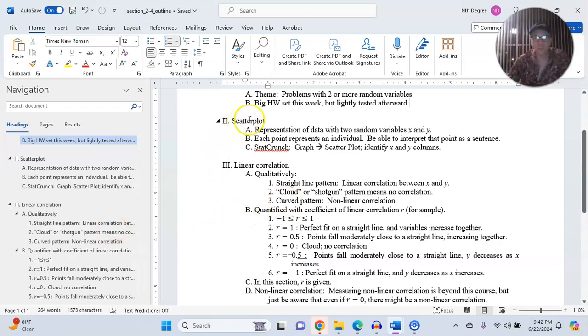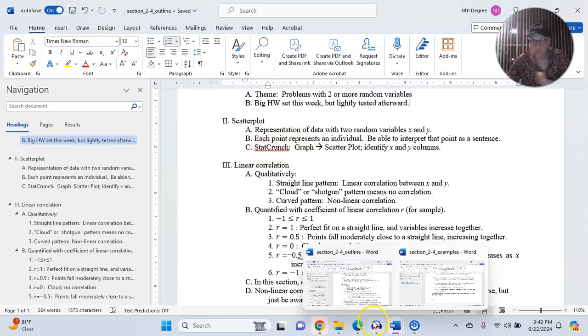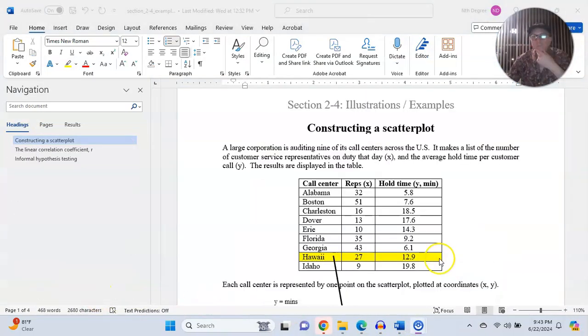So let's start out with the concept of the scatterplot. A scatterplot is a representation of data with two random variables, the theme of the week, which we will normally abbreviate as X and Y. Let's illustrate that by looking at our examples page. As usual, the files that I'm posting along with this announcement this week will contain that lecture outline as well as a packet for illustrations and examples. Okay, so for section 2.4, illustrations and examples, we start out by constructing a scatterplot.